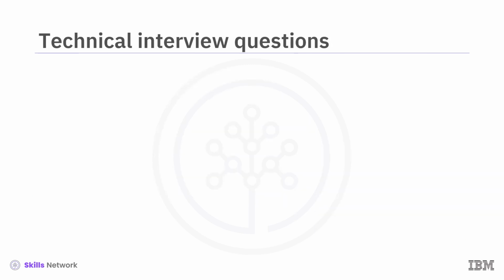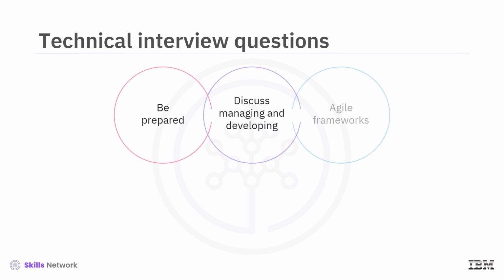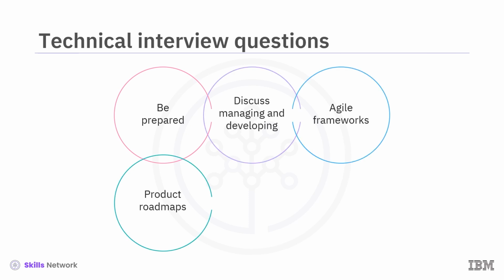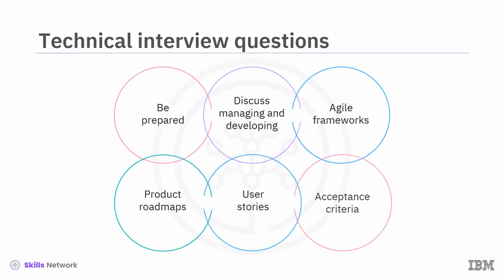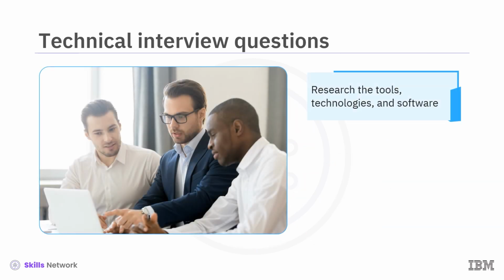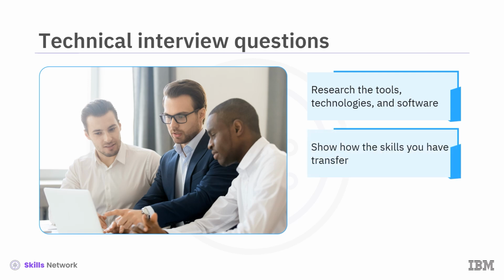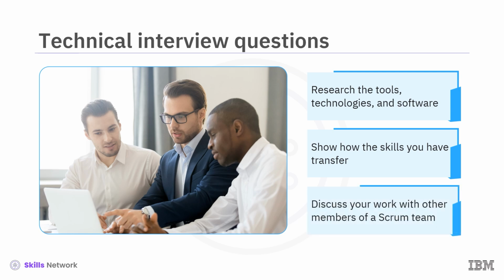You should also be prepared for technical questions. Be ready to discuss how you manage or develop agile frameworks, product roadmaps, user stories, and acceptance criteria. Research the company's technology stack, or the set of tools, technologies, and software the company uses to build and run its applications. If you have no direct skills with their tech, make sure to show how the skills you developed transfer to their stack. Be prepared to discuss how you work with other members of a Scrum team, such as the Scrum Master and the development team.